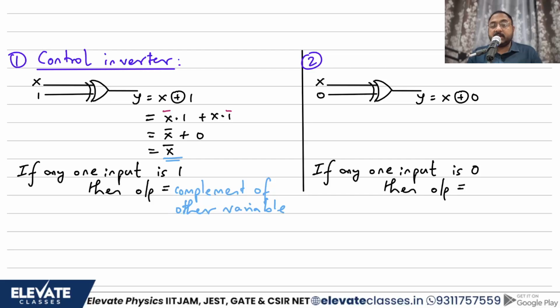That is the gist of the control inverter. That one will control and make the XOR behave as an inverter. That is basically a NOT gate. वो उसको मानो force कर रहा है. It is forcing it to behave as a NOT gate. Let's come to the second circuit.